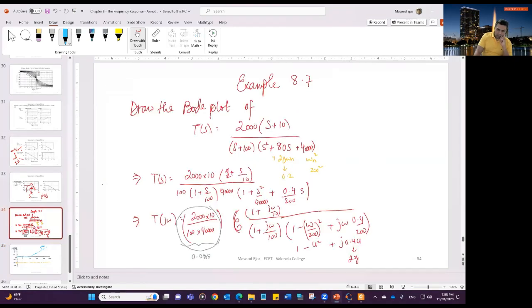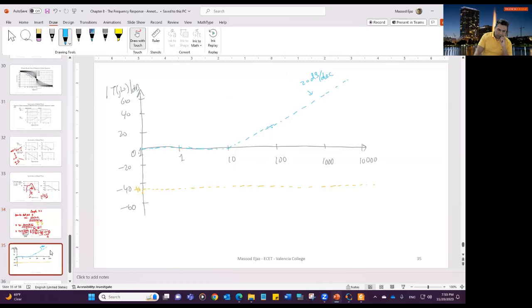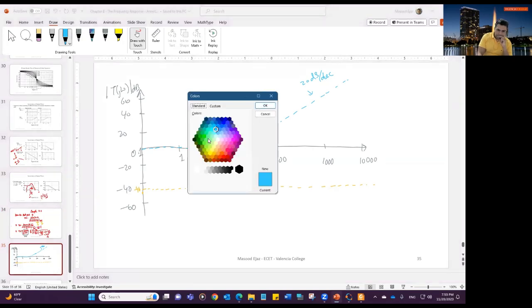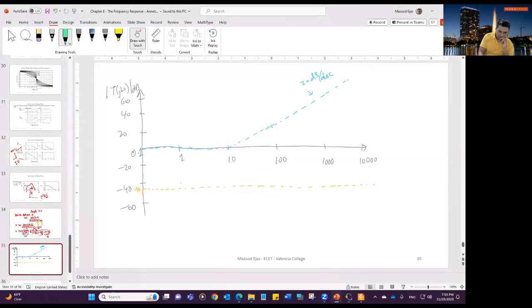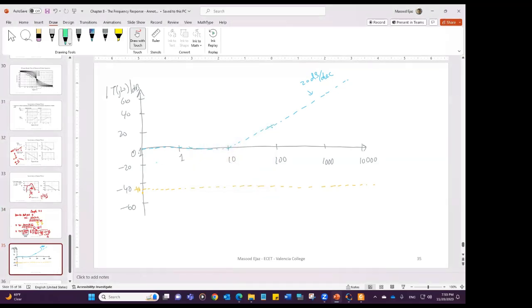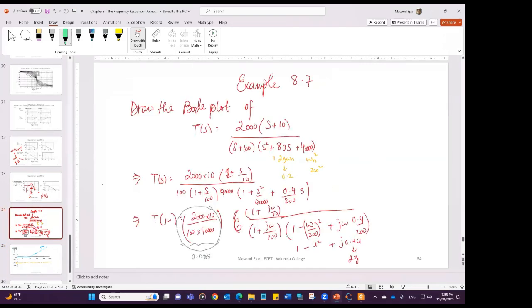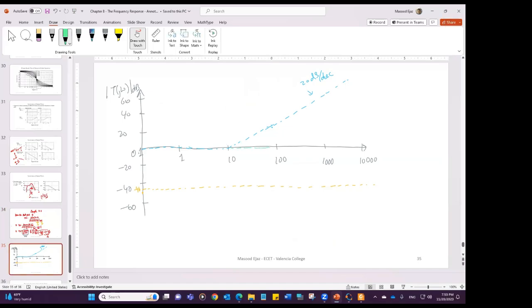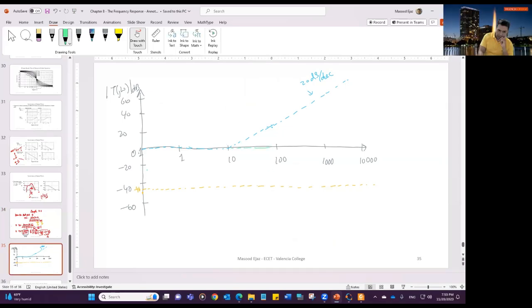What about my real pole? What's going to be the Bode plot corresponding to my real pole? For a pole, it's 0 up to 100, and then it goes negative 20 dB per decade. So at 1000, I'm going to get negative 20. Negative 20 decibel per decade.